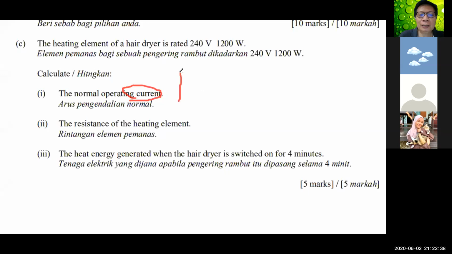P equal voltage multiply current. P equal to VI. Remember this formula. Power equal to VI. So you put in the power, put in the voltage, you can find the current. Okay, easy, huh? Power divided by voltage, you get the current. From this formula, you must write this formula first, then only write power divided by voltage, you get current, okay?